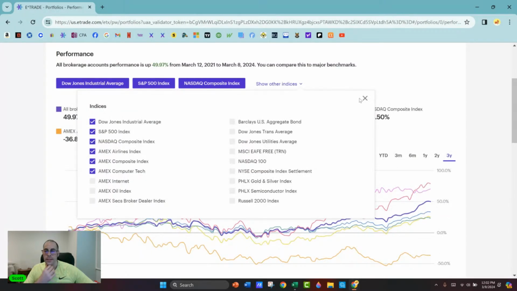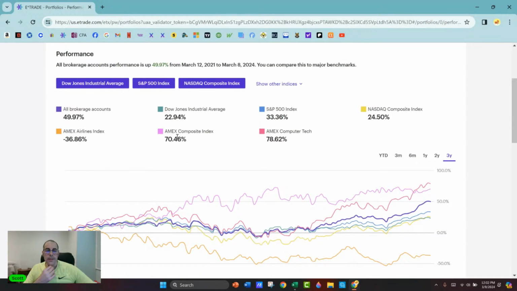Well, you could only do 6. So the Amex Composite Index is up 70%. Amex Computer is up 79% because of NVIDIA. This is what I was thinking about.